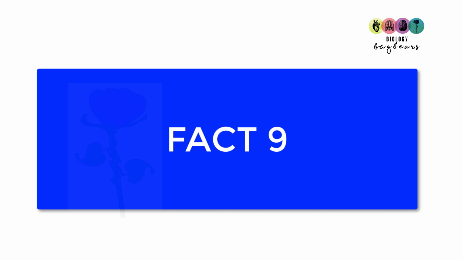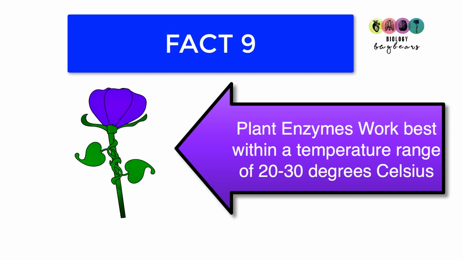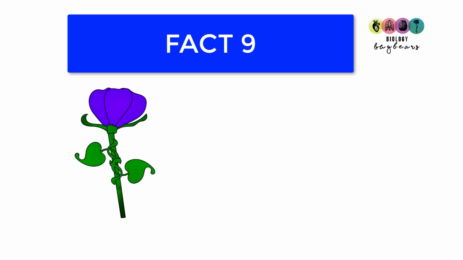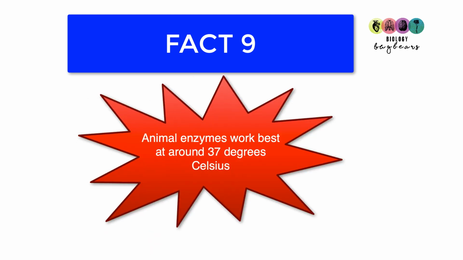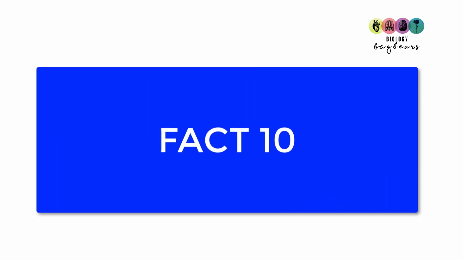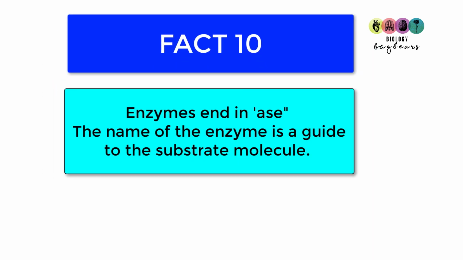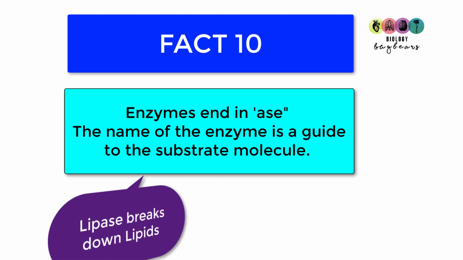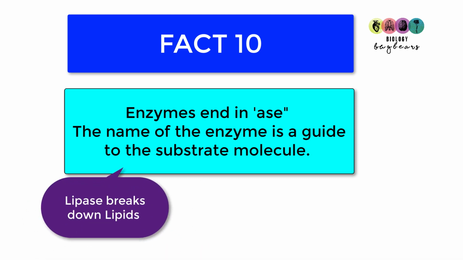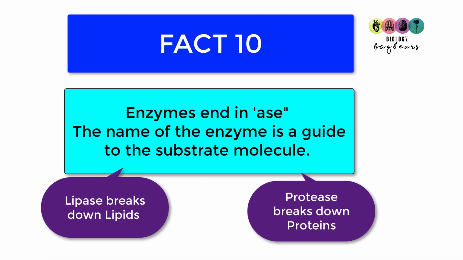Fact 9. Plant enzymes work best within a temperature range of between 20 and 30 degrees Celsius. Human enzymes work best around 37 degrees Celsius. Fact number 10. You can generally tell the substrate that a particular enzyme acts upon by its name. So a lipase is an enzyme that works on or breaks down lipids. A protease is an enzyme that breaks down proteins.